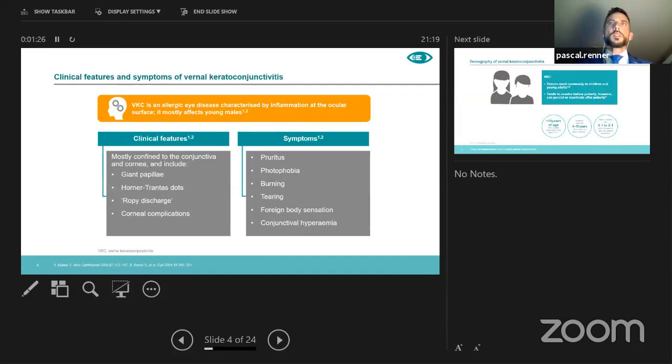The problem with the correct diagnosis is that the symptoms that you will see in VKC patients do very much coincide with the symptoms that you will see for any allergic surface disease. So they are not very specific. However, if you go to the clinical features, then at least the Horner Trantas dots, which I will show some pictures of later, are clearly signs that orient you towards vernal keratoconjunctivitis. Also, if you see that the symptoms persist for longer than they should in normal seasonal allergic conjunctivitis, that gives you already an indication, I should say.